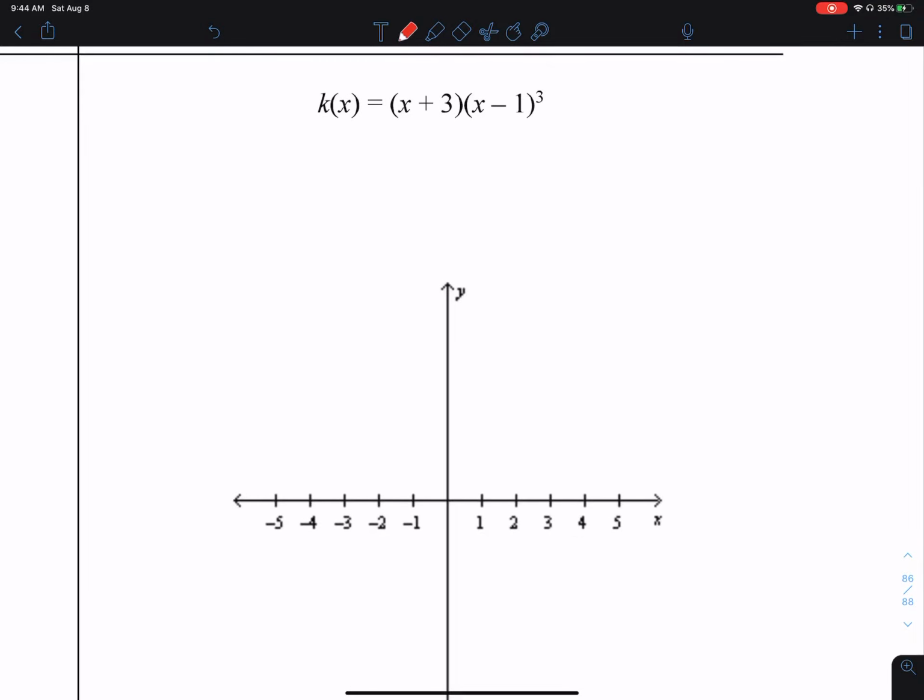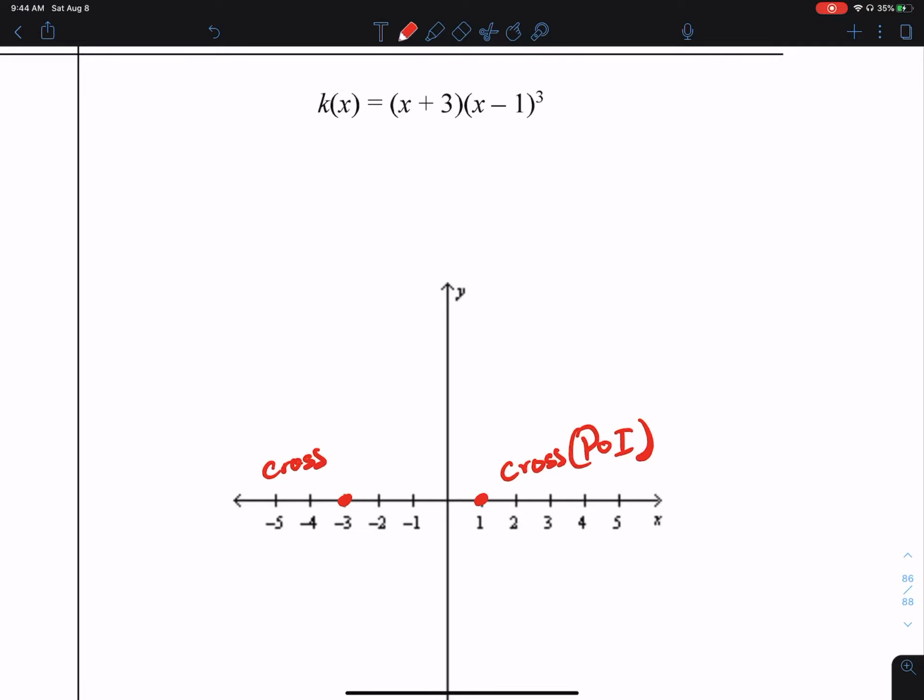Now K, we got to be careful about. This is an odd degree. It's 3. So at 1, it is odd, so it crosses and also changes concavity. Tell you what, instead of writing concavity change, let's just write point of inflection, which means that. Less writing. Negative 3 is the other one, and it is crossing there.